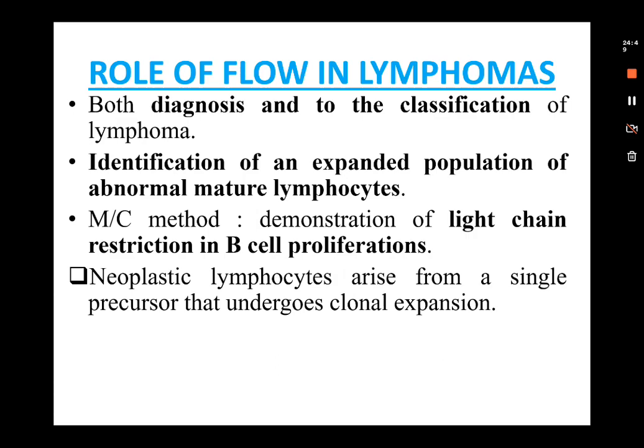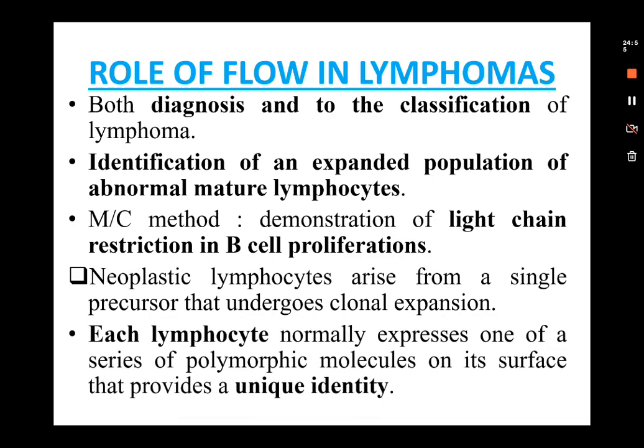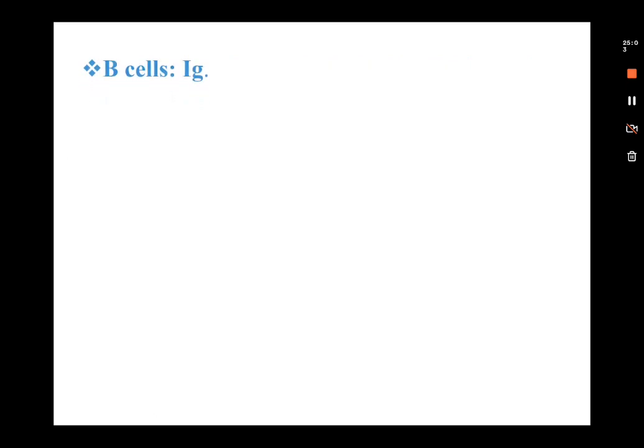Neoplastic lymphocytes arise from a single precursor that undergoes clonal expansion. So this is clonality. We'll discuss it. Each lymphocyte normally expresses one of a series of polymorphic molecules on its surface that provides unique identity. So we need antigenic expression. So we have to establish the clonality of the neoplastic cells, and we also have to establish the antigenic expression, like the cluster differentiation markers.